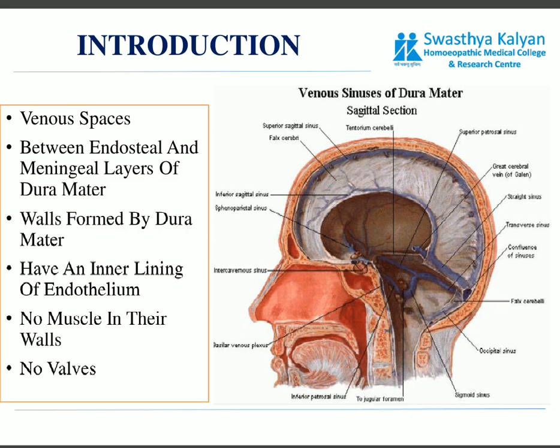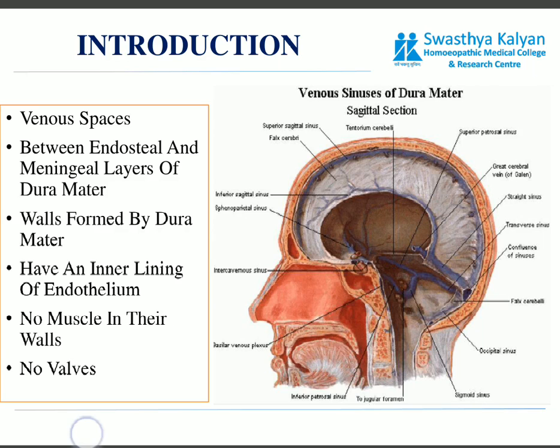They are present between the endosteal and meningeal layers of the dura mater. Dura mater is the outermost meningeal layer. There are three meninges that cover the brain, that is the dura mater, the arachnoid mater and the pia mater. Dura is the outermost and that forms the walls of these venous sinuses. That is why they are known as dural venous sinuses.